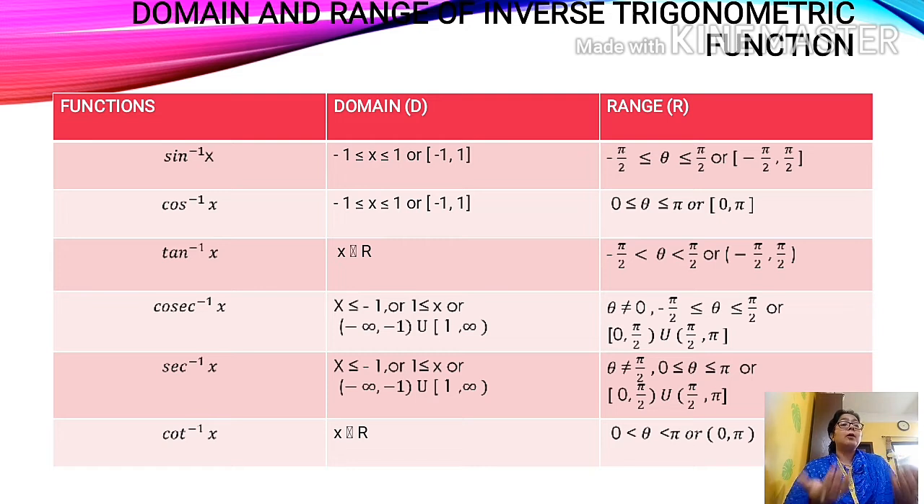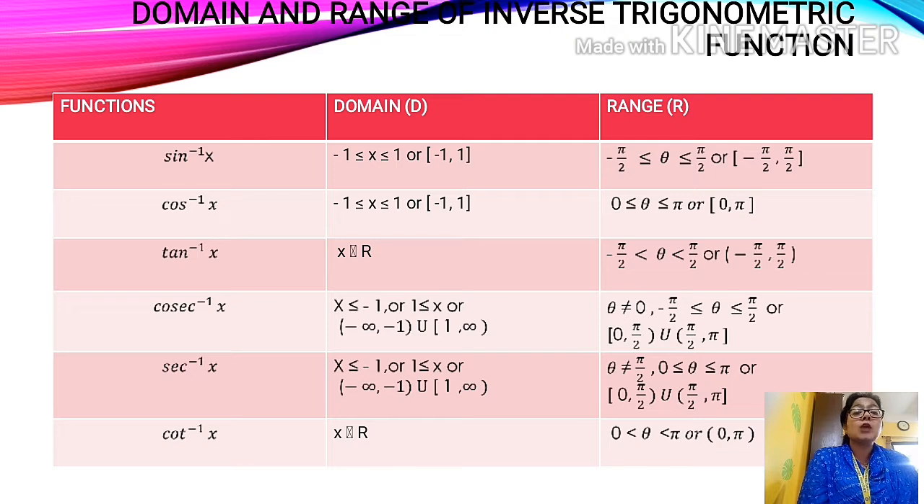Then come to cosec inverse x. For cosec 0 degree also it is not included, since sine 0 is 0, and cosec 0 is 1 by sine 0, that means it will be undefined. So infinity is also not included in the range. So the range of cosec inverse x is minus pi by 2 to plus pi by 2, except the 0 point.